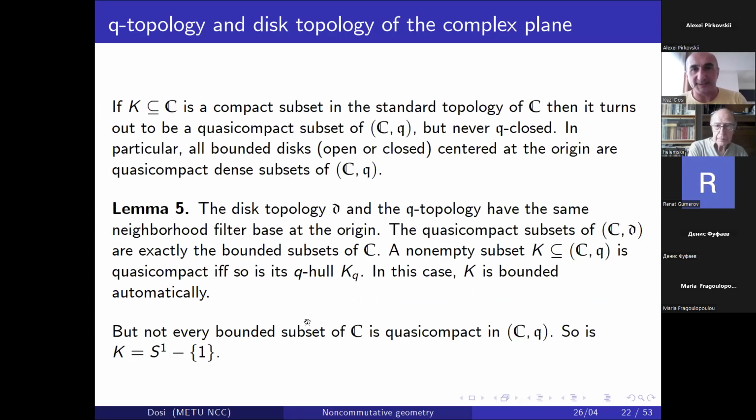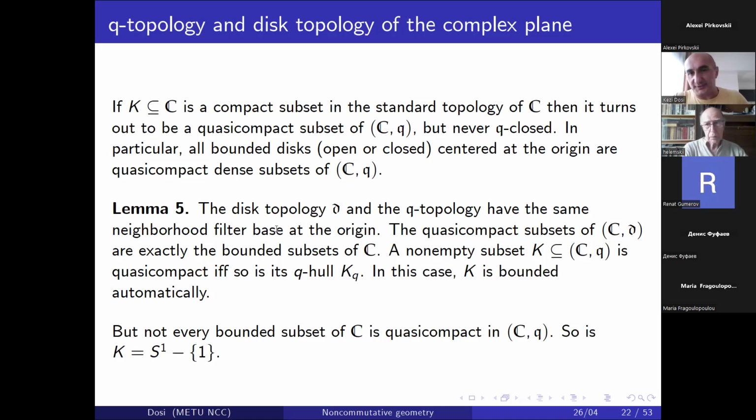Okay, what about compact sets here? If K is a compact set in the standard topology, then it's going to be quasi-compact, a quasi-compact subset of C with the q-topology. But never expect closedness. We have seen that the closure is so huge, the topology is so weak, that I never expect this property to be closed. But quasi-compact, yes. For example, if you take all bounded disks centered at the origin, they're all quasi-compact, dense subsets.